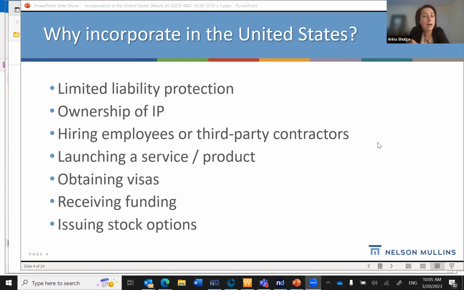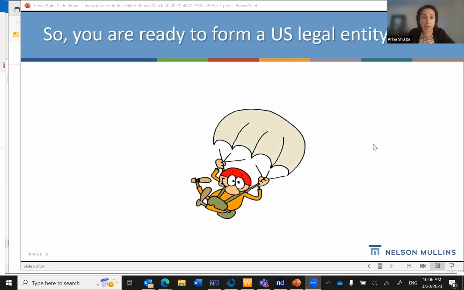An entity can also hire employees or enter into independent contractor agreements. And as I said, limited liability is super important. When you are launching a service or start selling products, you do want that protection. For foreign founders, you can also use that entity to obtain visas and solve your immigration questions. And obviously it can get funded, and it can issue stock options to employees as part of compensation.